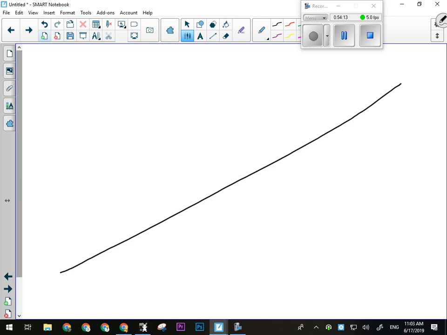You ever notice how all my downhill questions angle this way? All my uphill questions go this way? True story. Okay, boring story, but true story.